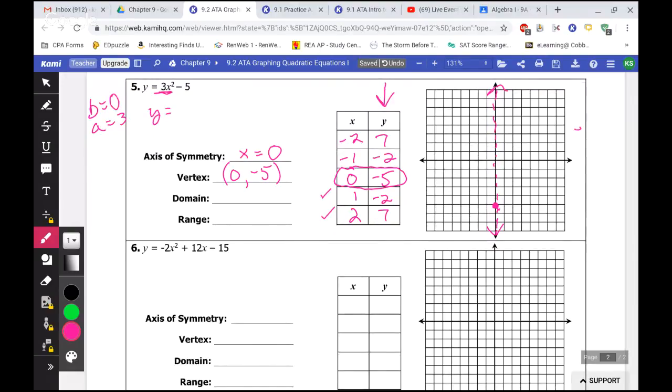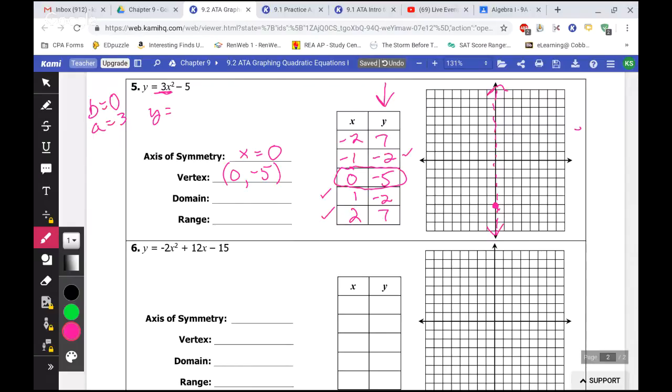Good job. So now just to confirm, I like to have an idea of what I'm working with before I start plotting my points, because I want to make sure that my shape is coming out right once I start putting my points on my graph. That's why I check that. So, my smiley face parabola.